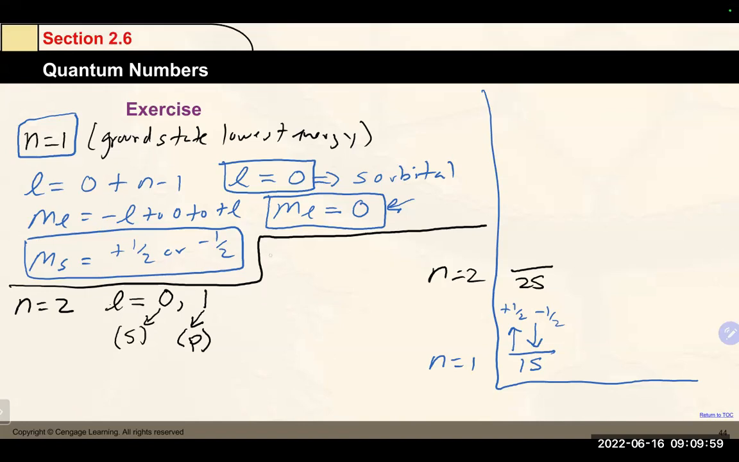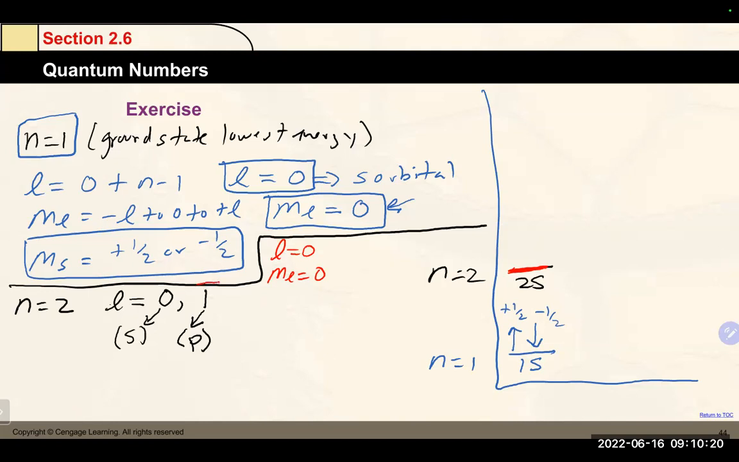Now, for every value of L, you could have some m sub L values. So my value of L of 0, just like above, would have an m sub L of 0 as it goes from minus L to plus L. That is why on the second energy level, much like the first energy level, there is only one s orbital, right? Because there's only one number there.